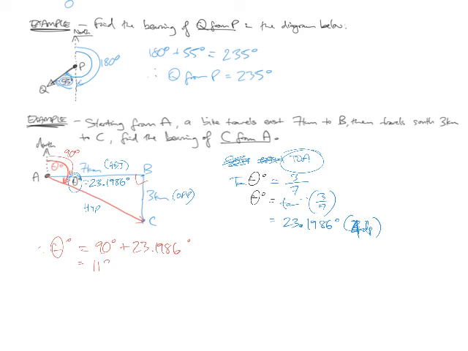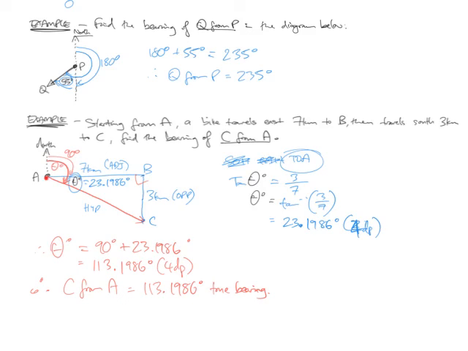It's going to be 113.1986 degrees to 4 decimal points. Therefore, C from A is 113.1986 degrees true bearing. Because that is how far you would have to turn from A, facing directly north, in a clockwise direction to face C, where you ended up.